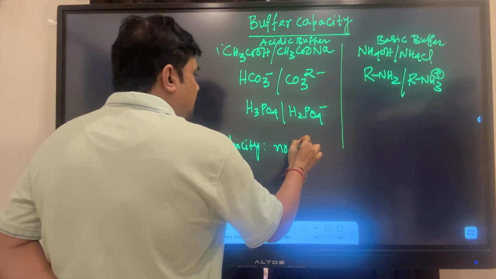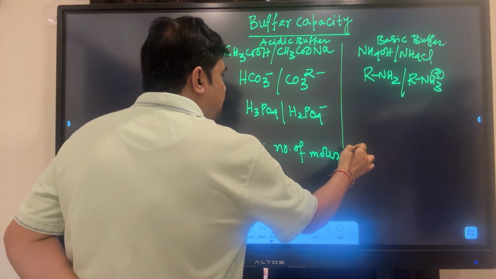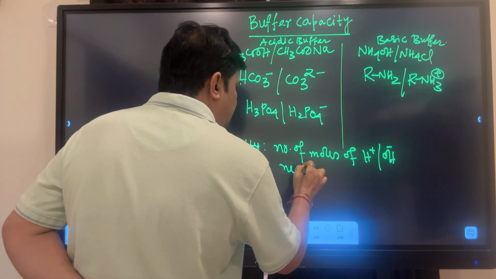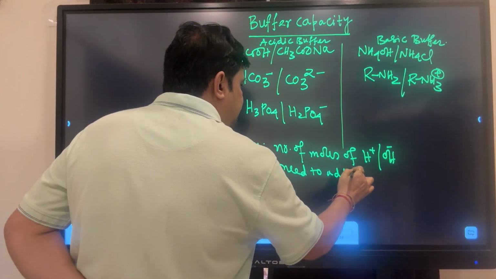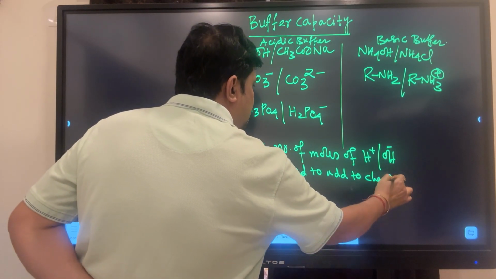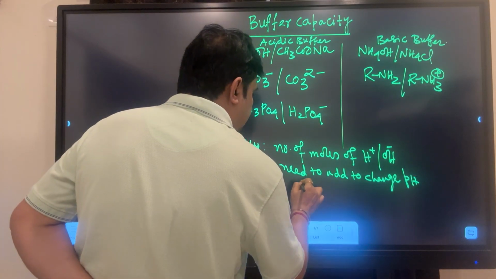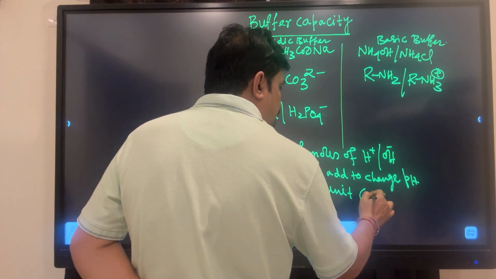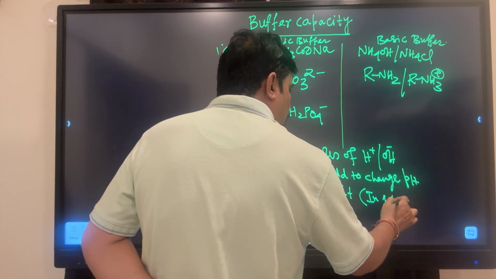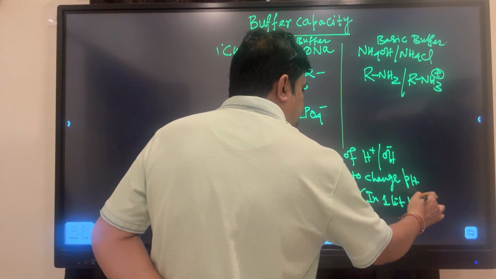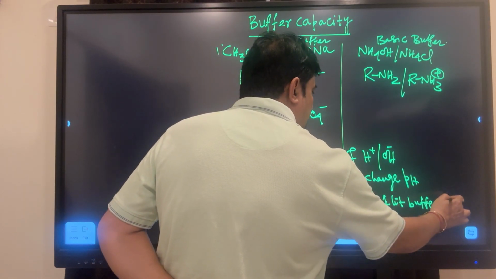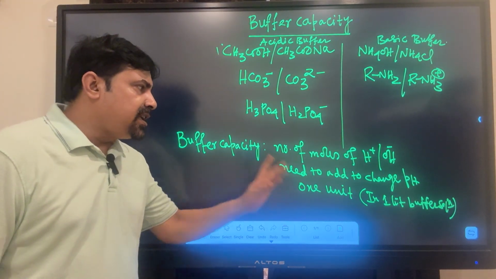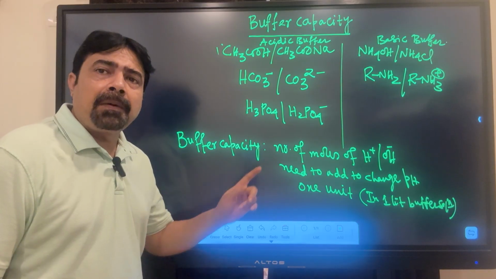It is the number of moles of H plus or OH minus needed to be added to change the pH by one unit, in 1 liter of buffer solution. So in 1 liter of buffer solution, the number of moles of H plus or OH minus needed to change the pH by 1 unit is called the buffer capacity.